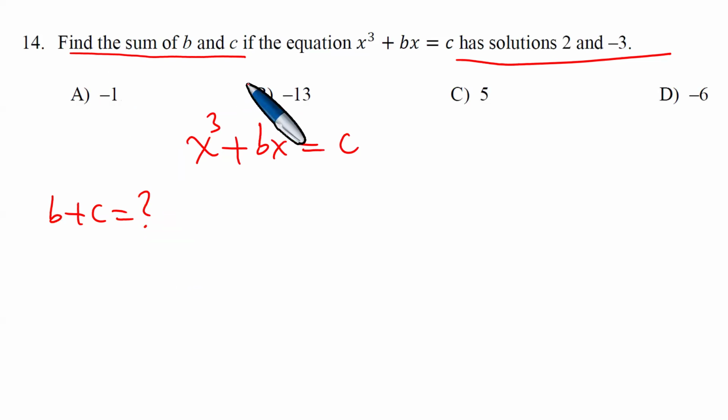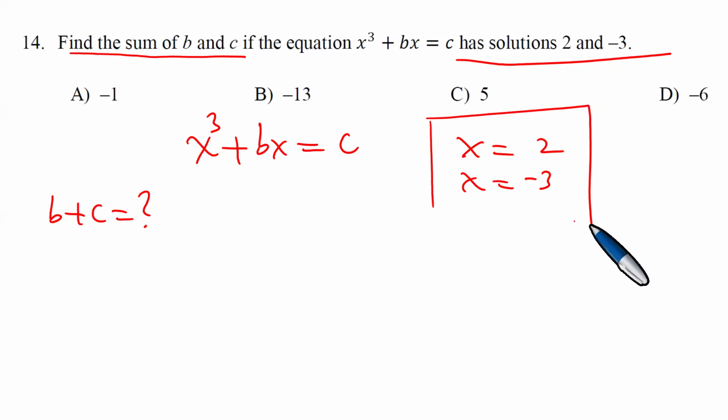Find the sum of B and C if the equation x cubed plus bx equals c has solutions 2 and minus 3. The solutions 2 and minus 3 means x is 2. x is minus 3. You get the point. x is 2. x is minus 3. And then find the sum of B and C. Okay, that is too easy.